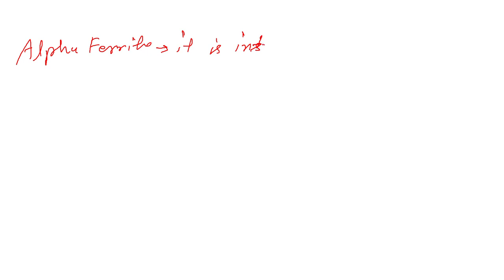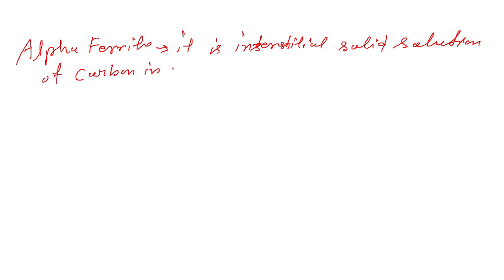Alpha ferrite. Alpha ferrite is the interstitial solid solution of carbon in alpha iron. And this alpha ferrite can simply be called ferrite.